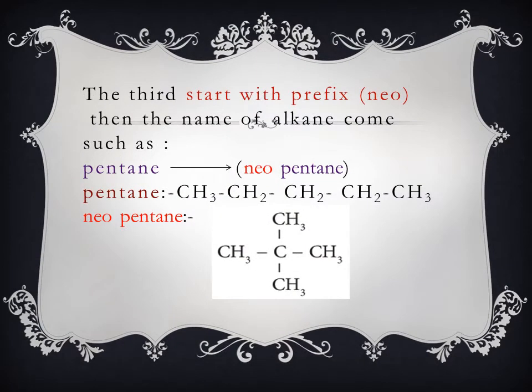The third starts with the prefix neo, then the name of the alkane comes, such as pentane, changed to neopentane. The general formula as you see for pentane is CH3 CH2 CH2 CH2 CH3, and when it changes to neopentane, it's CH3 C CH3 and CH3, one becomes up and the other down.